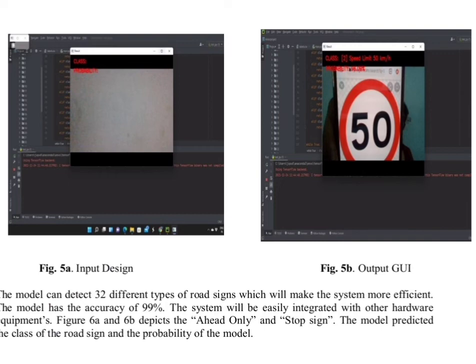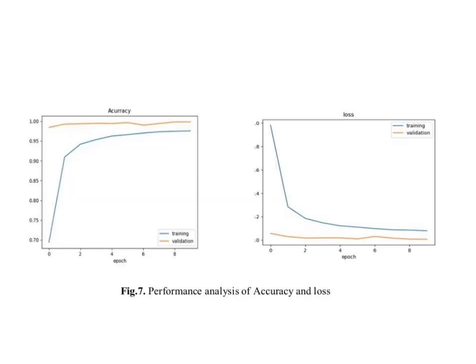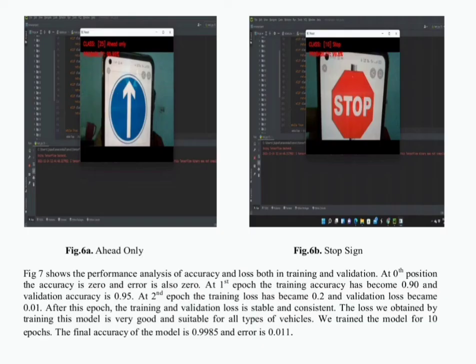For the purpose of demonstration, we have used PyCharm software and Python 3.7 for the computation process. As you can see in the images, the model has 99% accuracy. The system will easily integrate with other hardware equipment. In those figures, you can see that it recognizes the ahead only and stop signs. The model predicted the class of the road sign and the probability.